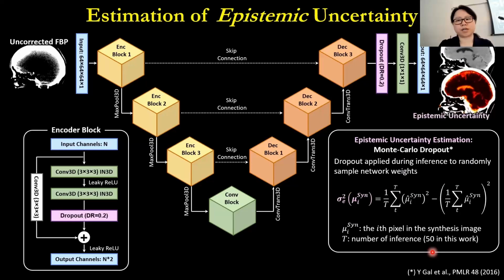We also wanted to estimate the epistemic uncertainty of this synthesis. And this is the uncertainty that is due to the limitations in our training data. So say if we have a test data that has a structure or feature that has not been seen in our training data, then the epistemic uncertainty will be high. We follow the work by Gao et al. and apply dropout layers in both the training and testing stage. And the epistemic uncertainty is computed as the predictive variance from a number of inference outputs, where 50 inference outputs are used in this work.